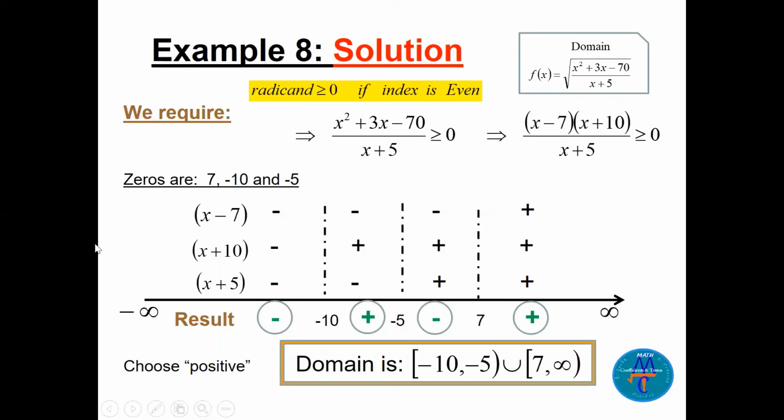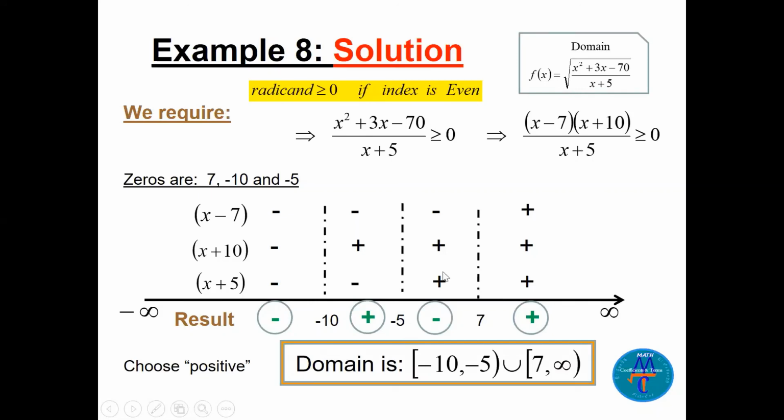Now I put all the brackets here: x minus 7, x plus 10, x plus 5. I take a number here from minus infinity to minus 10. I take another number from minus 10 to minus 5. You have to be careful here. Let me try here one number. If I take minus infinity to minus 10, let me take minus 50. I put it in the x here, minus 50. So that's a minus, minus, and minus. See, anywhere you can go from -5 to 7.